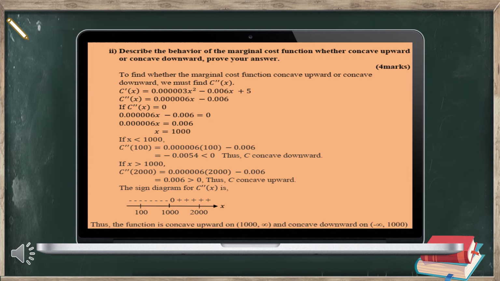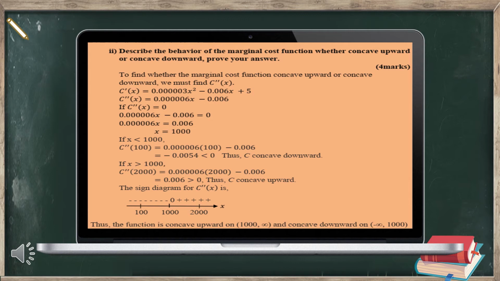So because 0.006 is larger than 0, thus the cost function is concave upward. The line shows the test of two regions: to the left of x equal to 1000, and to the right of x equal to 1000. So the final answer is thus the function is concave upward on (1000, infinity), and concave downward on (negative infinity, 1000).